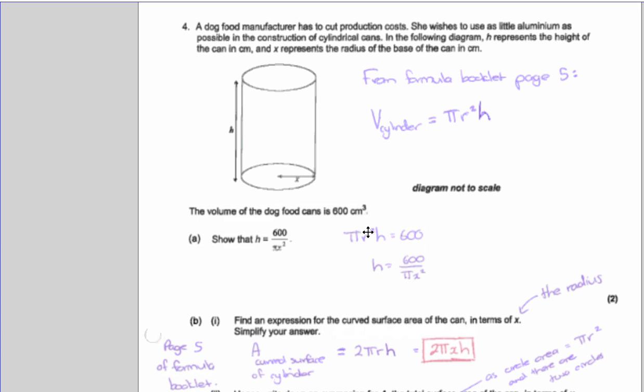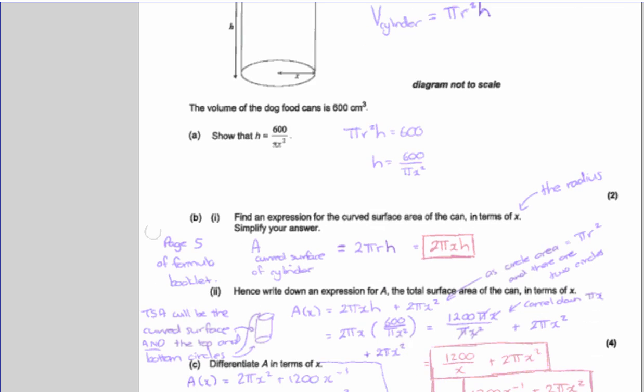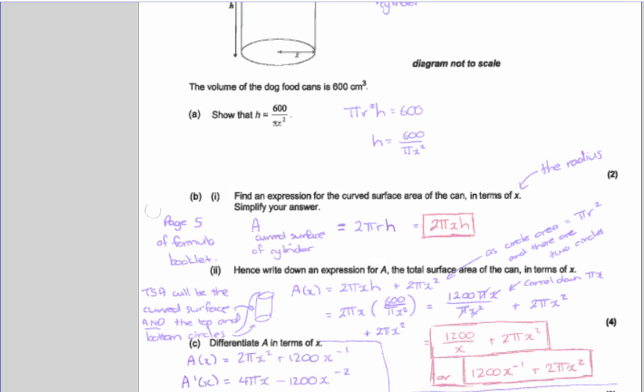And notice that we're calling the radius x. So divide off the pi r squared, then that's what you've got to do. That's what we've done. Next one that we need to do is B. Find an expression for the curved surface area of the can in terms of x. X is the radius. Simplify your answer.